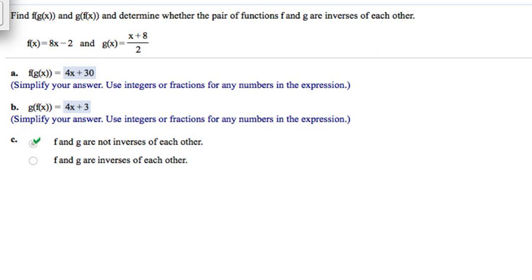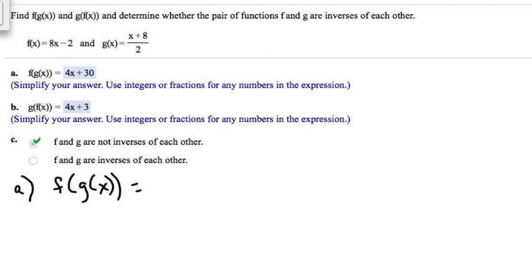So we're told that f of x equals 8x minus 2, and we're told that g of x equals (x plus 8) over 2. Now the answers are written here already, but I'm going to go over how to get them. So first up, we're going to do part A. And in part A, we have to find f of g of x.